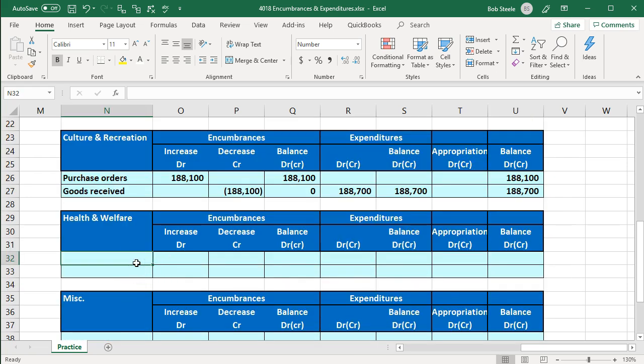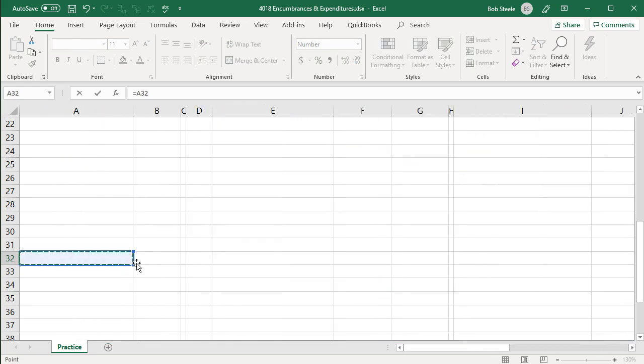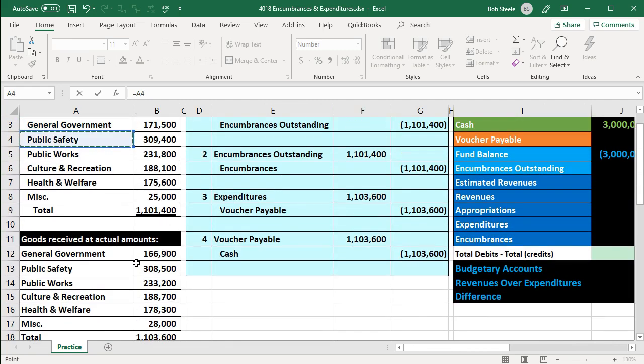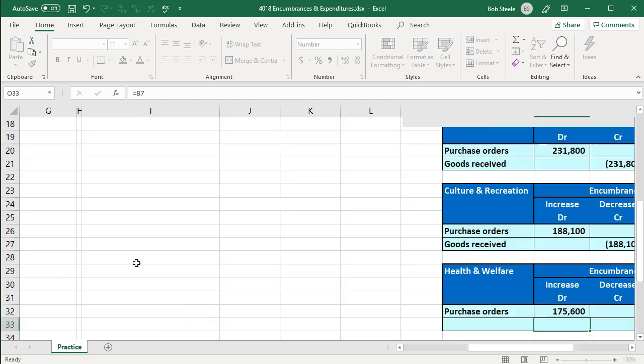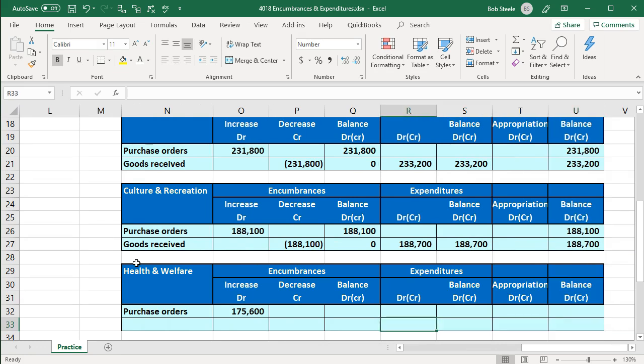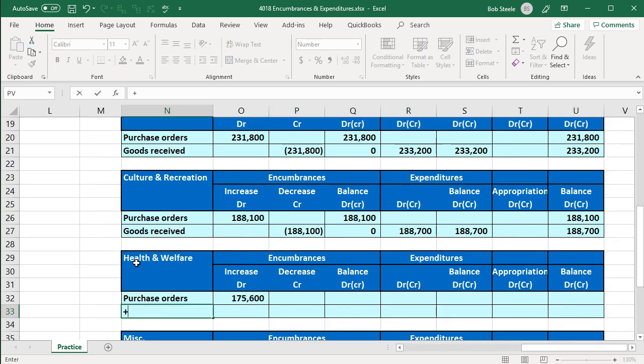Let's do this again. For the health and welfare, we've got the purchase order. Purchase order increases by, if we scroll to the left, the encumbrance for the health and welfare. Then we're going to have goods received. We're saying we received all the goods, so I'm going to say negative of this number for the credit. The balance is going to be equal to the sum of these items, and then this equals the prior balance plus the sum of these items.